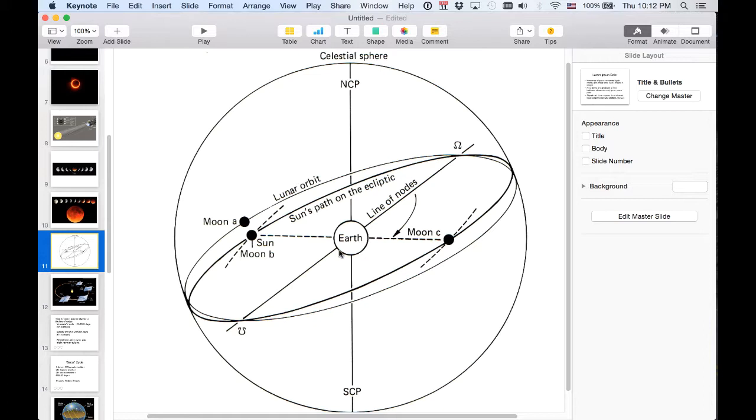And where those cross, you could potentially have an eclipse because the Earth, the sun, and the moon could be in a straight line. So for a lunar eclipse, the sun might be over in this direction and the moon could be right there. So the moon's going to go around the celestial sphere and come back to the same place relative to the node once per draconic month. How long does that take?